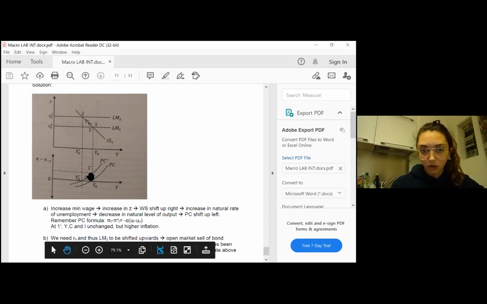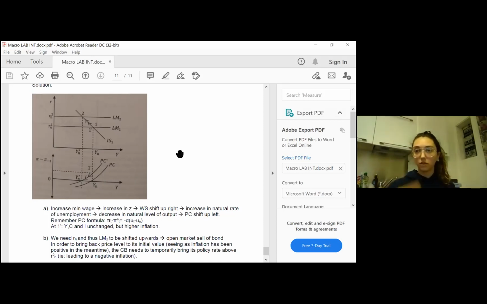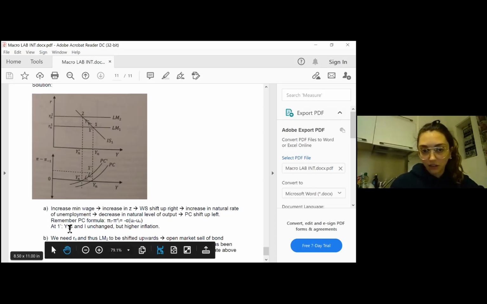You still have your Y that is equal to the previous natural output, but that is not the new one, okay? It's still equal to the previous natural output. Y has not changed. C has not changed either. IS does not move, and I is also unchanged. So everything they were asking you for is unchanged.